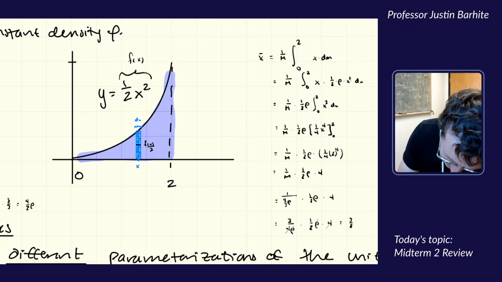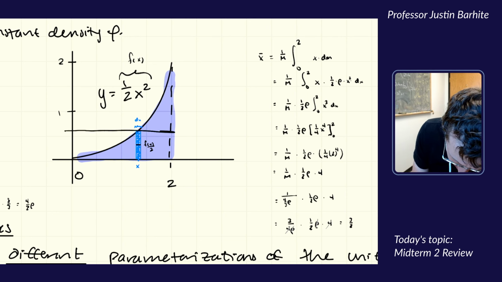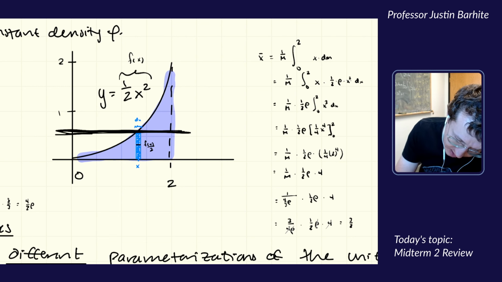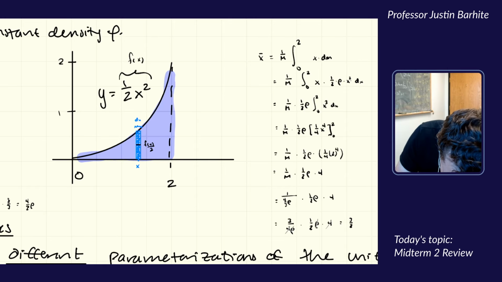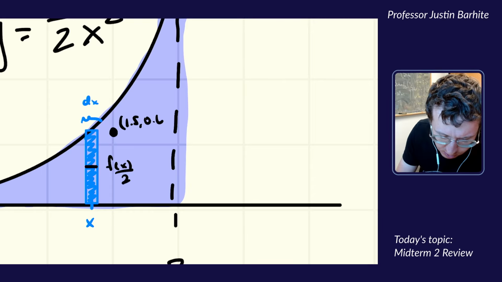When I plug in x equals 2, I get 2. So that's 2, this is 1. So we're saying the average y-coordinate is right about here at 0.6. I think I believe that. That looks reasonable to me. So the center of mass overall is right about here at 1.5 comma 0.6.